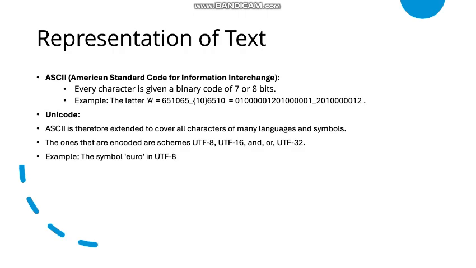Representation of text. ASCII, American Standard Code for Information Interchange. Every character is given a binary code of 7 or 8 bits. Example: the letter A is 65, or 1000001. Unicode. Unicode extends ASCII to cover the characters of many languages and symbols. It is encoded using schemes such as UTF-8, UTF-16, or UTF-32. Example: the euro symbol in UTF-8.